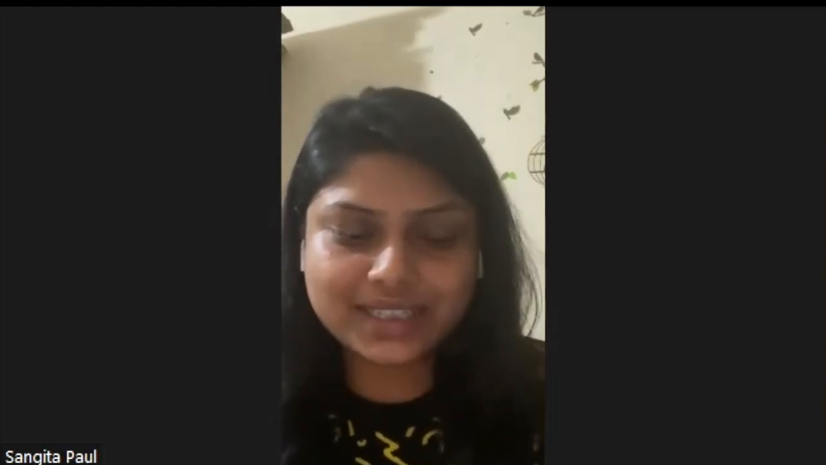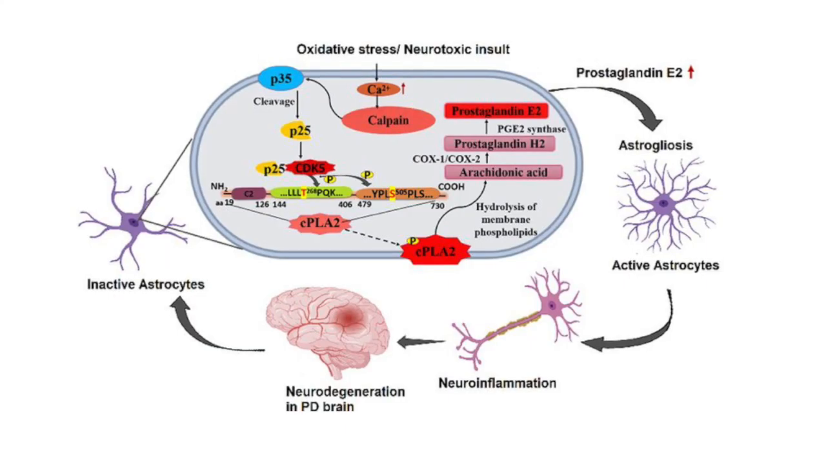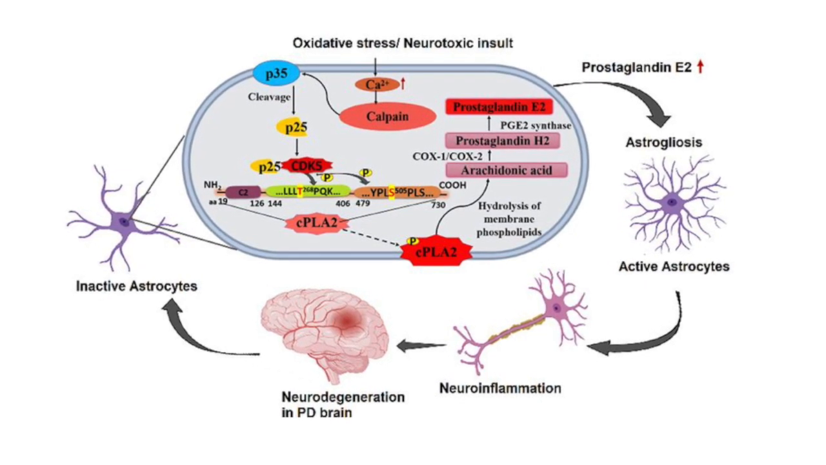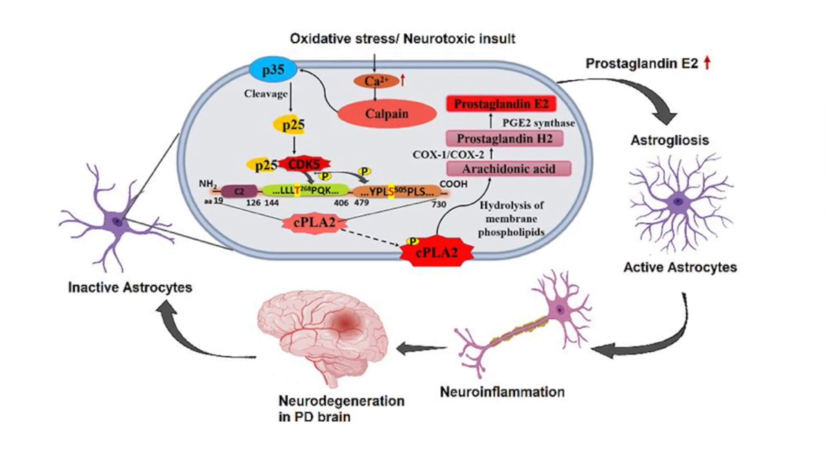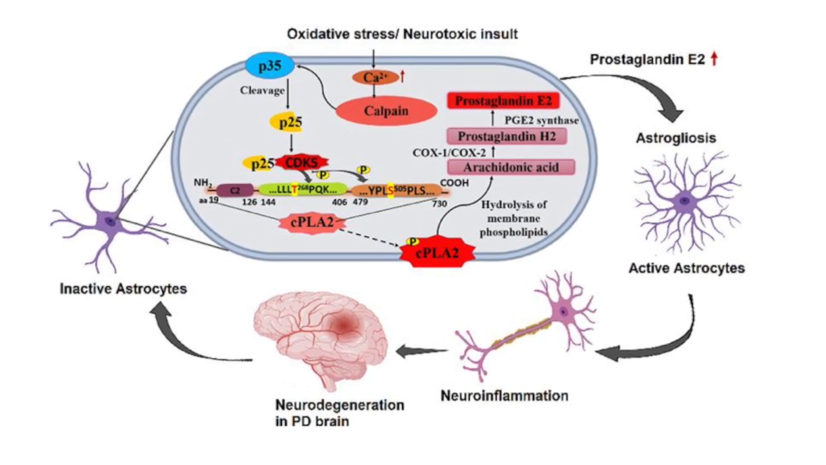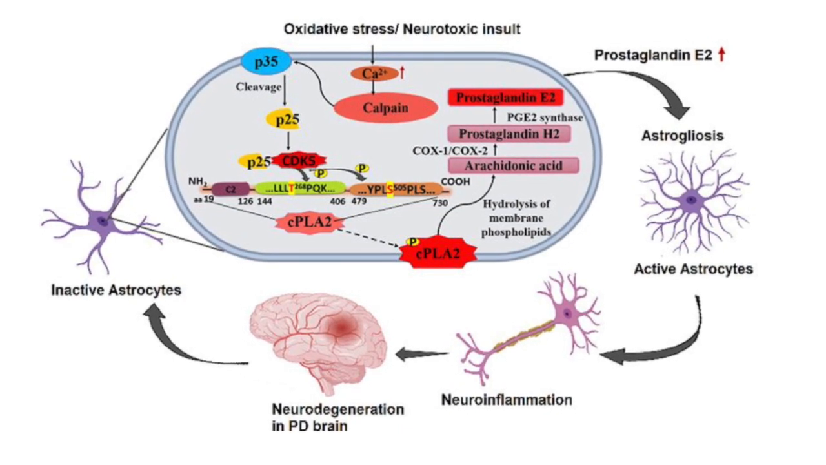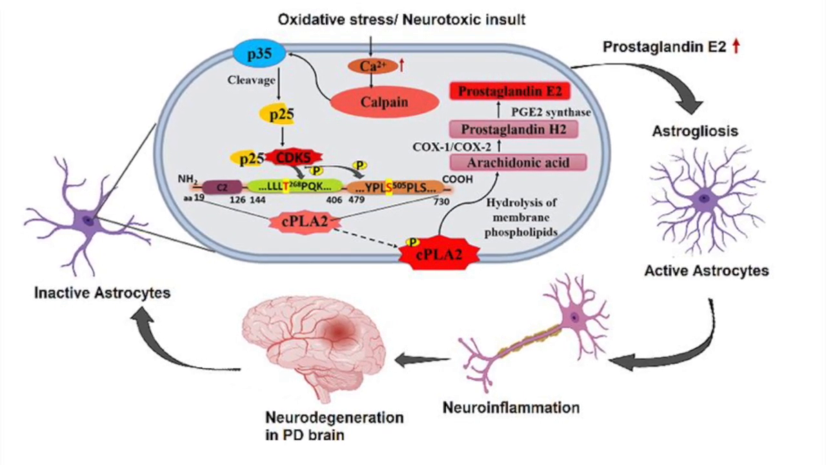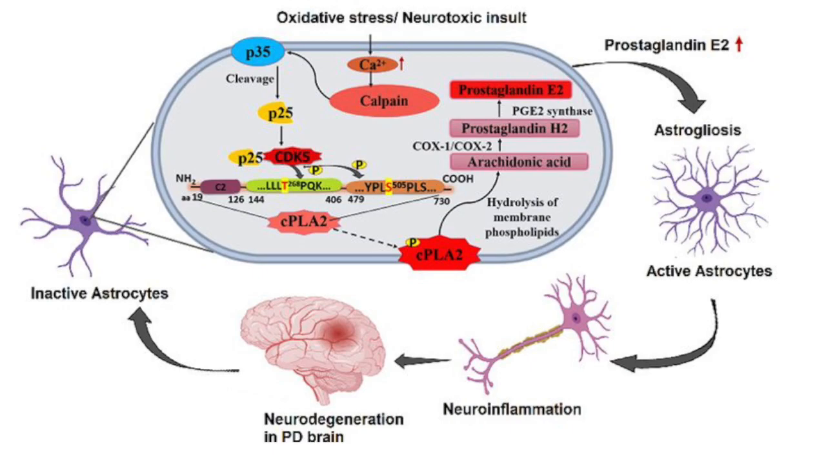When cPLA2 gets activated due to phosphorylation, it gets translocated from the cytosol to the membrane. When it's translocated to the membrane, it leads to activation of a signaling pathway, which leads to synthesis of arachidonic acid and prostaglandin E2. An increase in prostaglandin E2 is a hallmark of neuroinflammation, which is previously known, and this chronic neuroinflammation ultimately leads to neurodegeneration, which is very common in Parkinson's disease.